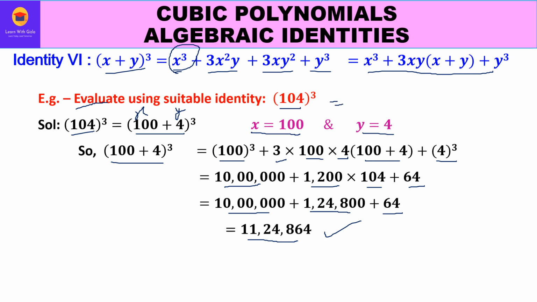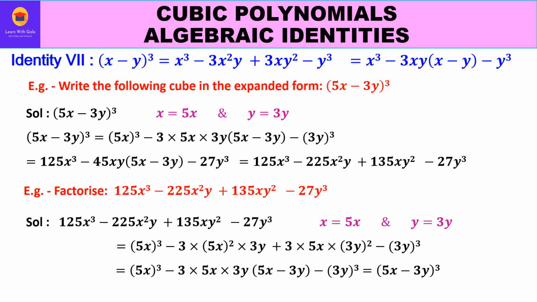That means instead of doing the normal multiplication of 104 multiplying 3 times, what we are doing is using the identity to solve it, right? And we are getting the product as 11,24,864. Now let us learn about identity 7. Identity 7 is the same as identity 6. The only difference is of plus and minus.